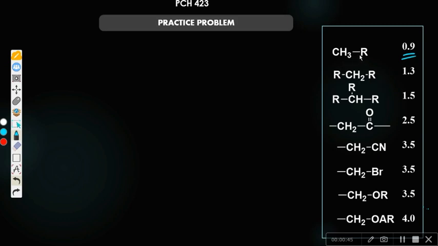You can see that a proton attached to an alkyl group in such a way that it's a CH3 proton, the chemical shift value will be 0.9. Now, if it is a methylene group, that is CH2, the chemical shift will be around 1.3. Then this other one here, the chemical shift is around 1.5. This is for a methyne group.